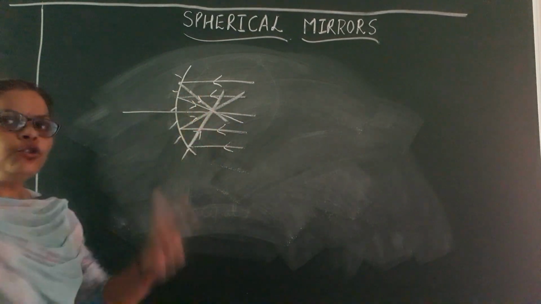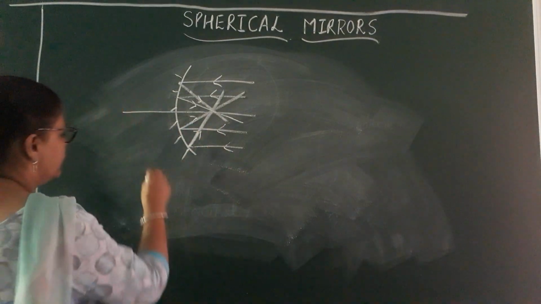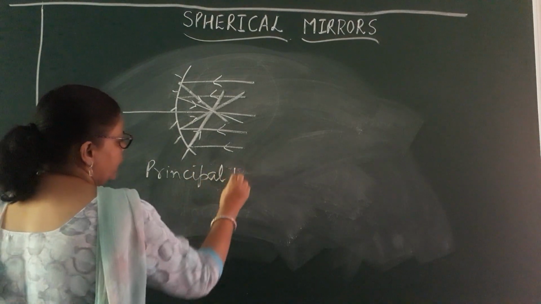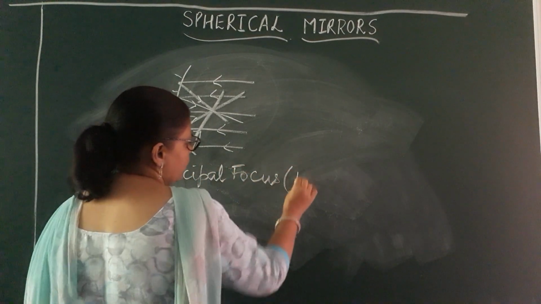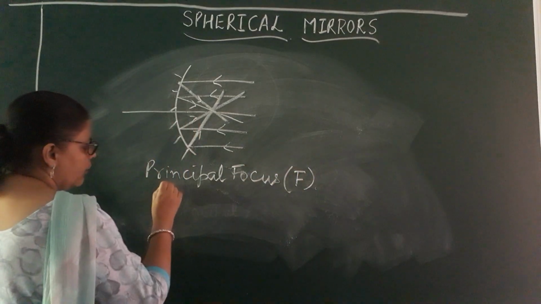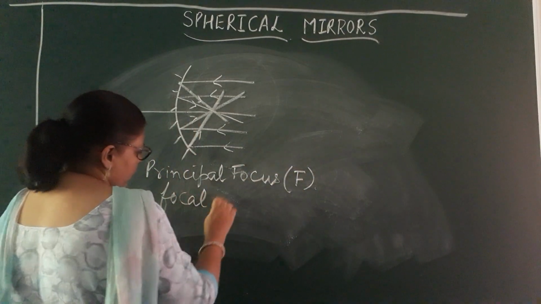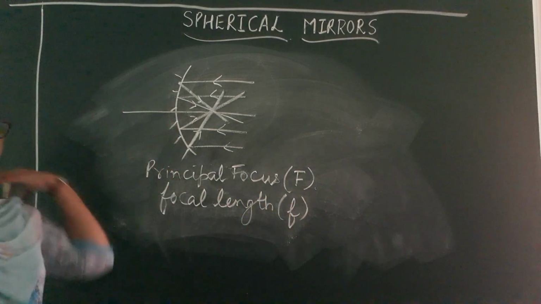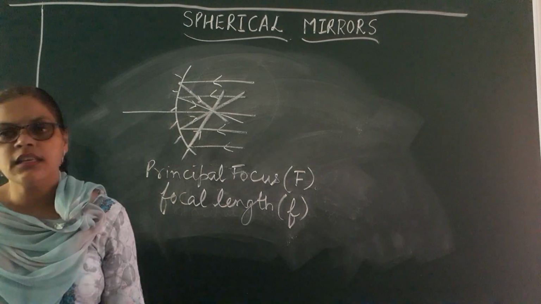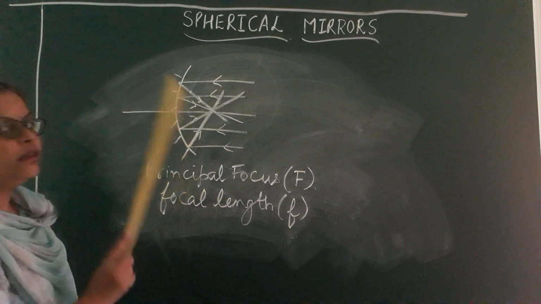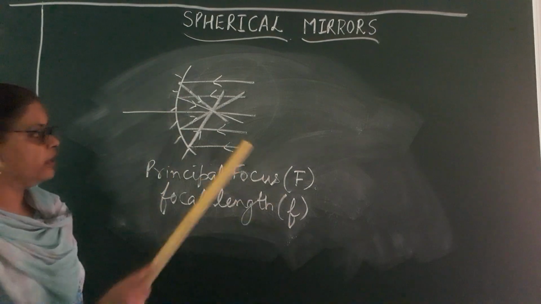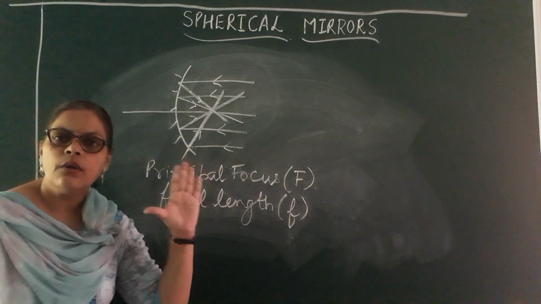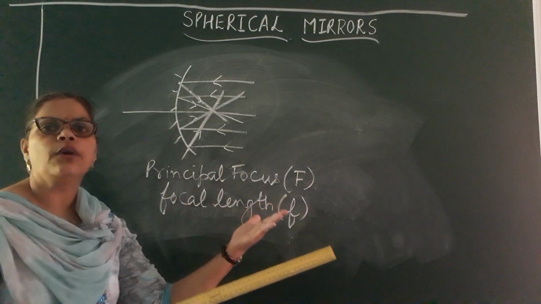Now I am coming to 2 more definitions, children. One, principal focus, which is denoted by capital F. And the other one is focal length, which is denoted by small f. Okay, now I first pick up concave. You can see this is a concave mirror, children. Why is it concave? Number one, it is polished from outside. Number two, it is converging. Now look at how I define principal focus. Just listen very carefully and simultaneously look at the diagram.